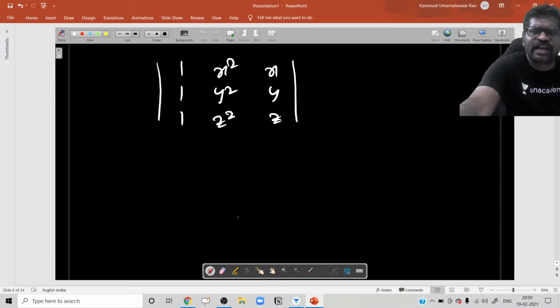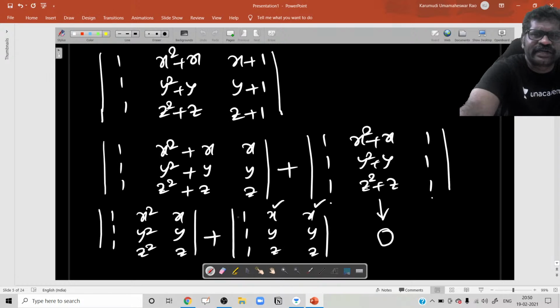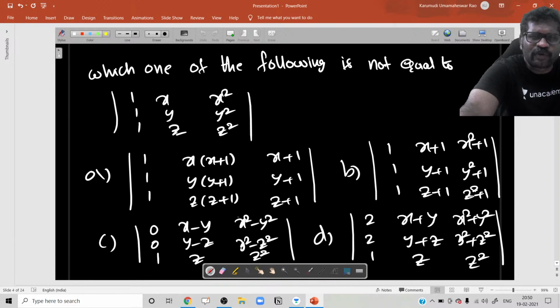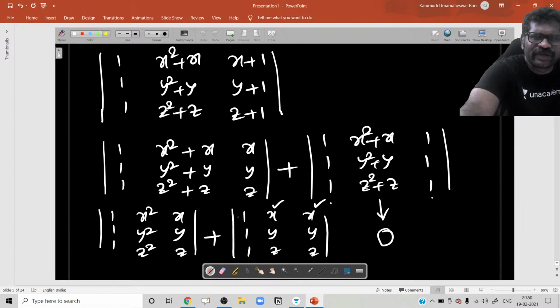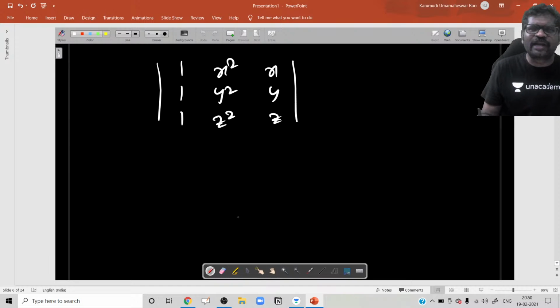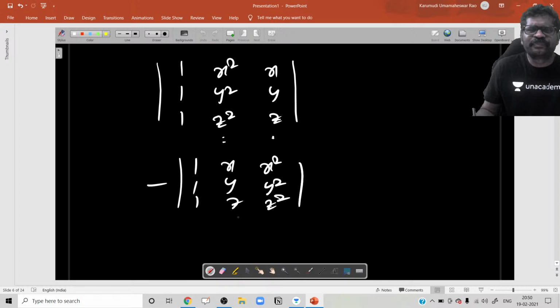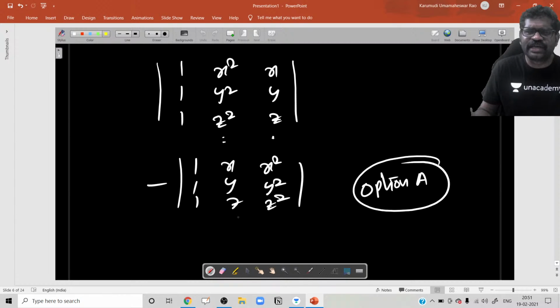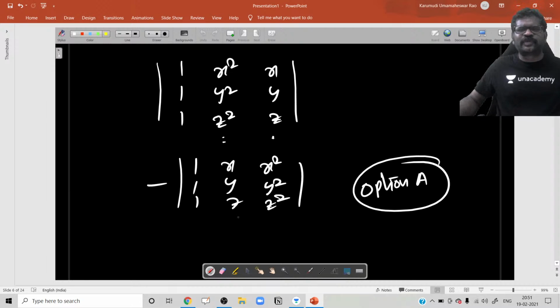If you compare with the original determinant, this is the original determinant: 1 1 1, x y z, x square y square z square. But here we got the result 1 1 1, x square y square z square, x y z. So two rows are interchanged from the original determinant, that's why minus 1 1 1, x y z, x square y square z square. Now the given determinant is not equal to the first option, so option A is the answer in this problem.